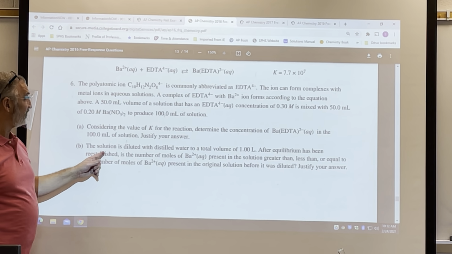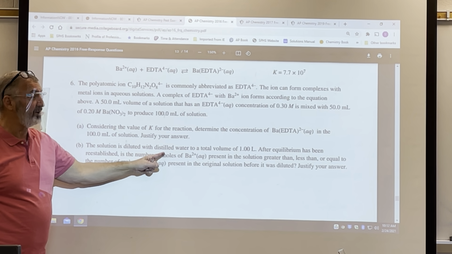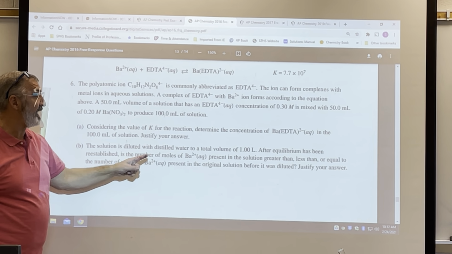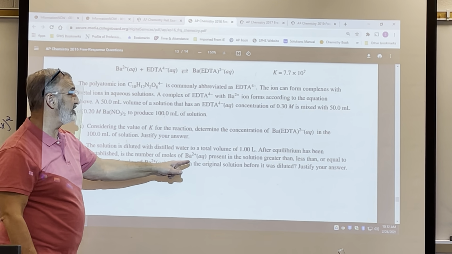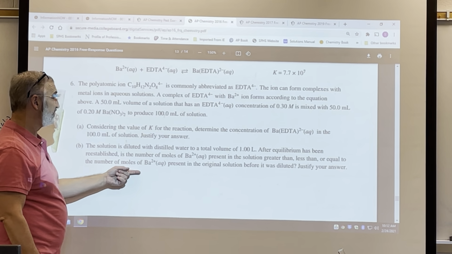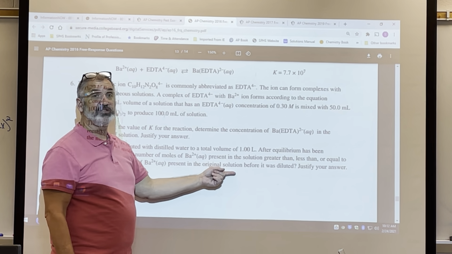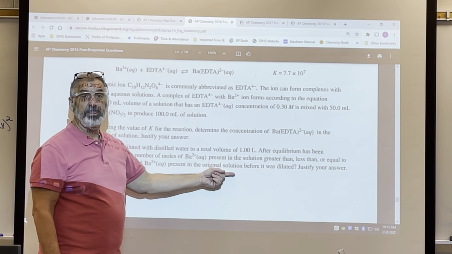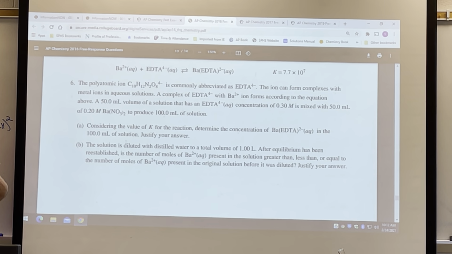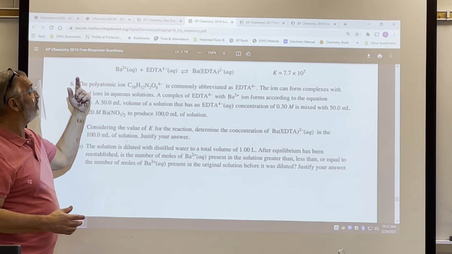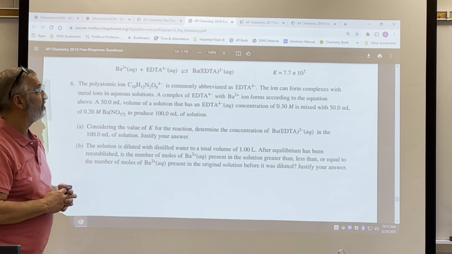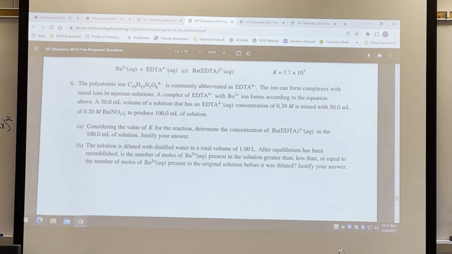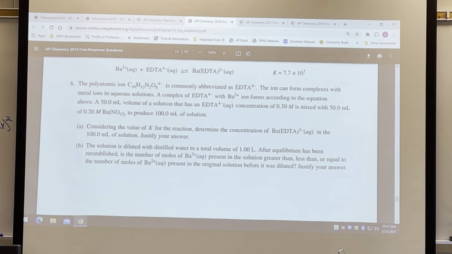And then here, the solution is diluted with distilled water to a volume of 1 liter. After equilibrium has been reestablished, is the number of moles of barium present in the solution greater than or equal to the number of moles of barium present in the original solution before it was diluted? Well, this time it's asking for moles. If I dilute this, which way is the reaction going to go? Oh, actually, this is a really good question.